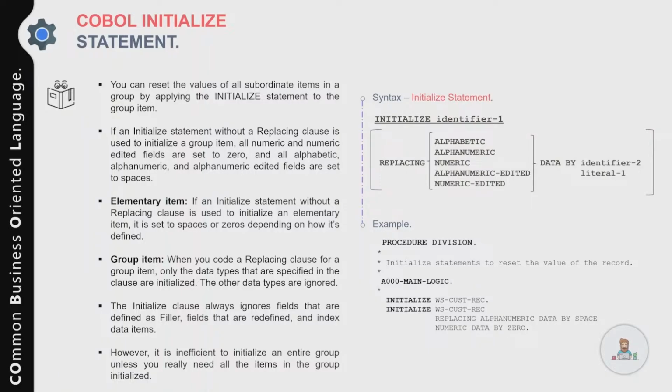The second statement is also doing the same thing, but this time I've explicitly specified what values it should use to initialize the alphanumeric and numeric data. So what I've done is I've used the initialize keyword followed by the group variable name. After that, I've specified replacing alphanumeric data by spaces and numeric data by zeros. So in this case, all the elementary items which are defined as alphanumeric will be initialized with spaces, and all the elementary items which are defined as numeric will be initialized with 0.